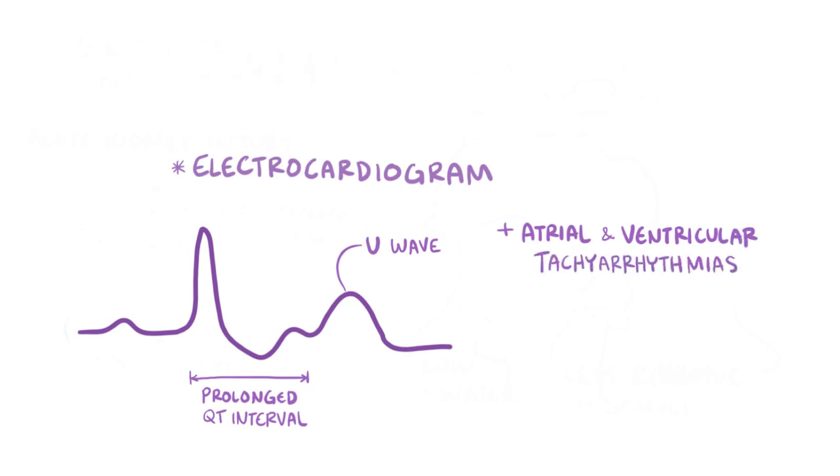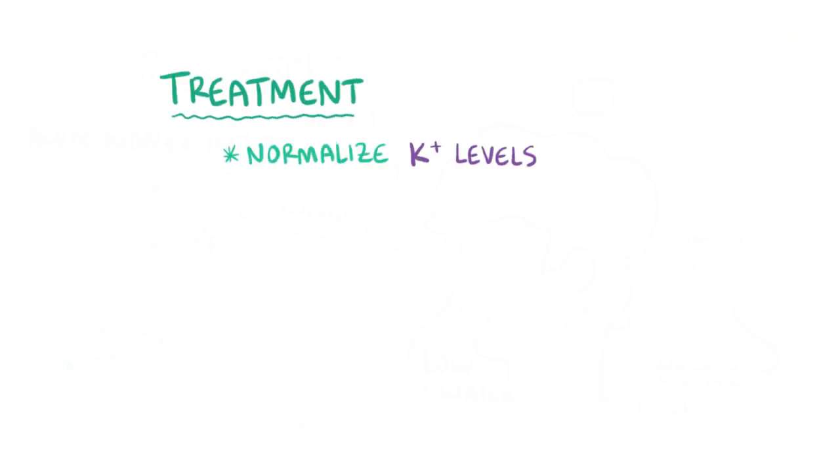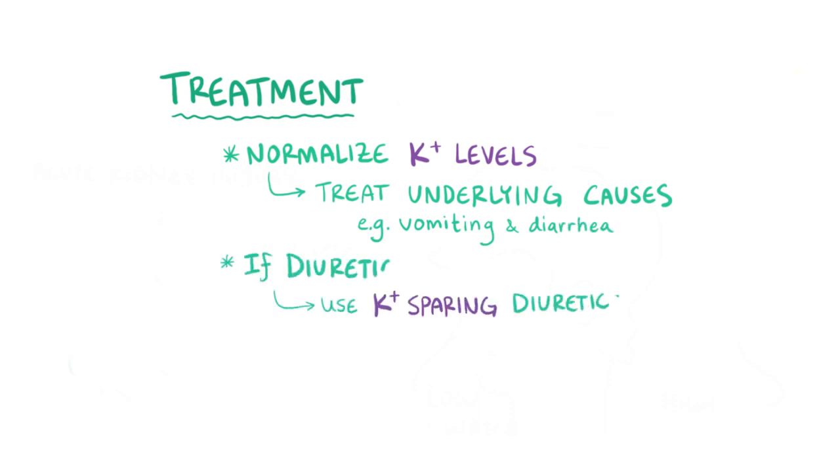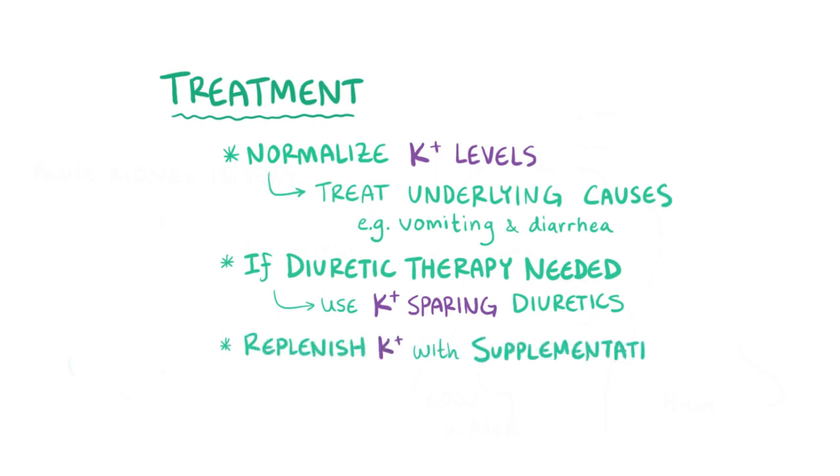In patients with severe hypokalemia, the main goal of treatment is to normalize potassium levels. This is done by reducing ongoing potassium losses by treating underlying causes like vomiting and diarrhea, and using potassium-sparing diuretics if diuretic therapy is required, as well as replenishing potassium stores with supplementation.